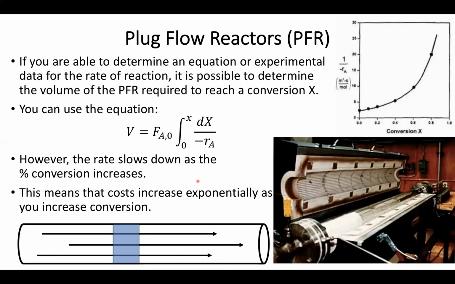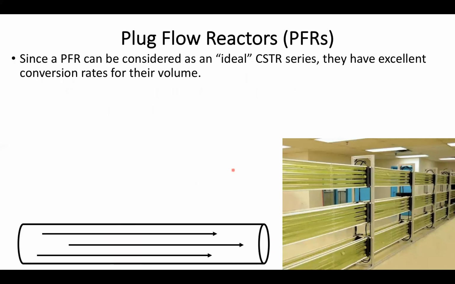So this is one of the things to watch out for: if you're wanting to go from, say, a 90 to 91% conversion rate, you're going to have to pay a lot more than, say, going from a 20 to 21% conversion. So again, watch out for that exponential scaling.